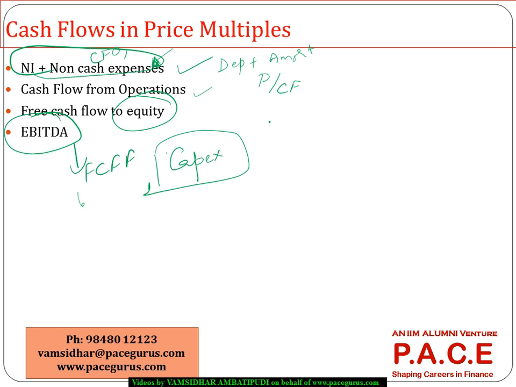So in the determination of the P by CF multiple, which cash flow to use, people use different kinds of cash flows, but each one has its own limitations and each one works only in certain cases. For example, there is a possibility that free cash flow to equity is more and more volatile. So that aspect also needs to be looked into while using relative valuation with these various multiples.